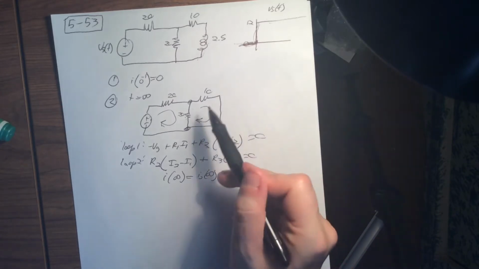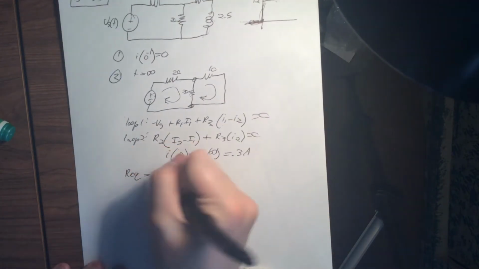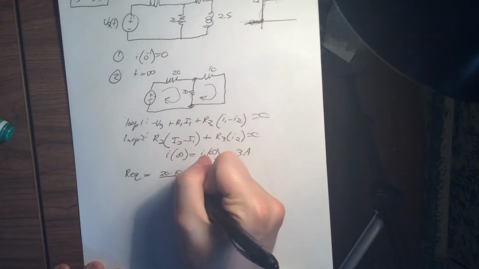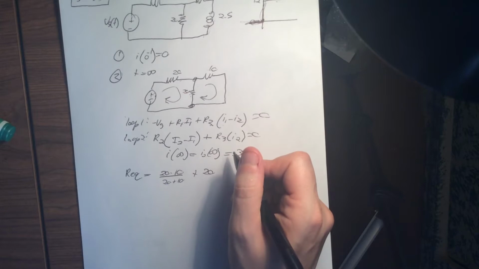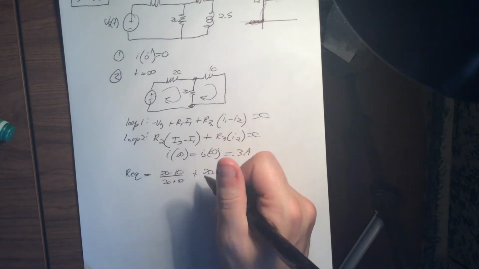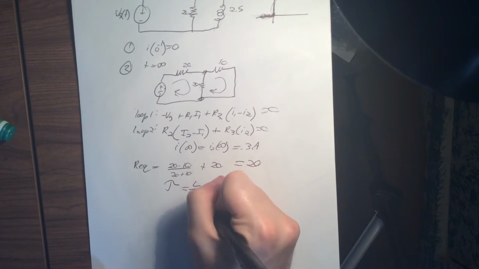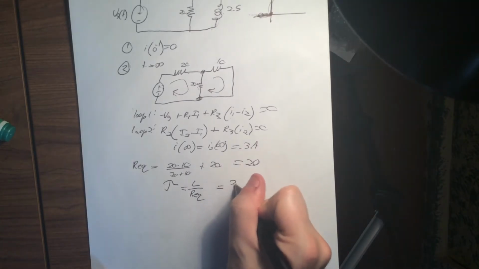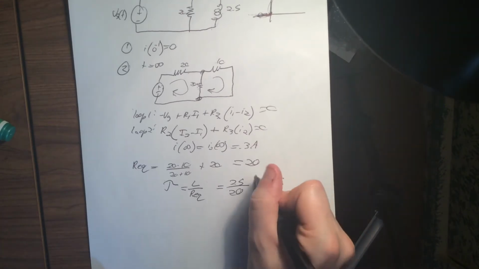Now if we look at this circuit again, it is just a resistor circuit, so we can solve for the equivalent. R eq: we have these two in parallel, 20 times 10 divided by 20 plus 10, and that is in series with 20. So our tau equals L over R eq, which is the time constant for an inductor-resistor circuit. L over R eq is 2.5 henries divided by 20, which is 0.126. That is our time constant.